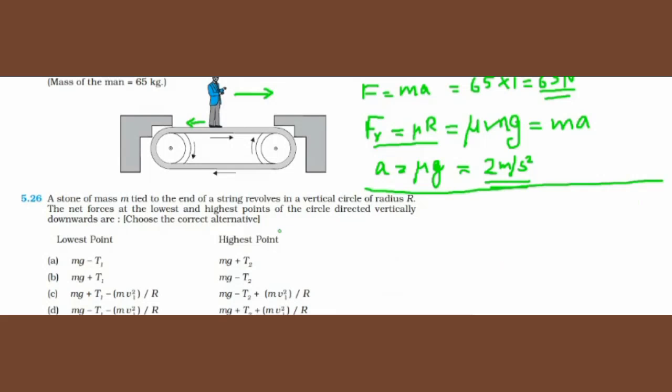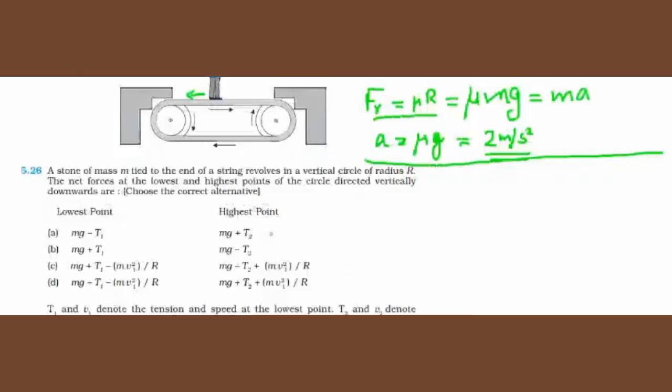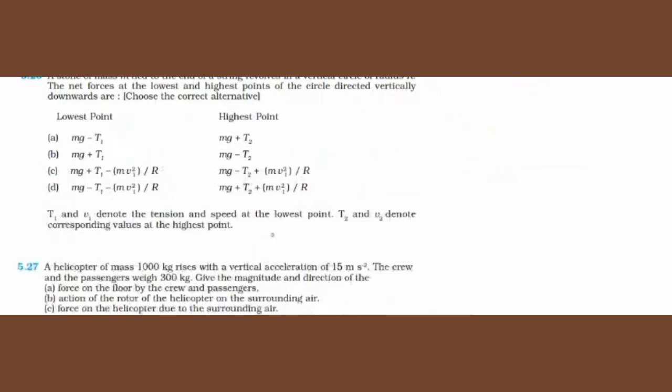Question 26. A stone of mass m tied to the end of a string revolves in a vertical circle of radius r. The net force at the lowest and highest points of the particle is directed vertically. Okay, net forces. The vertical circle we have discussed already. So the string and the object is here. Tension is acting downward, which you can take as T2. Mg is also acting downward.